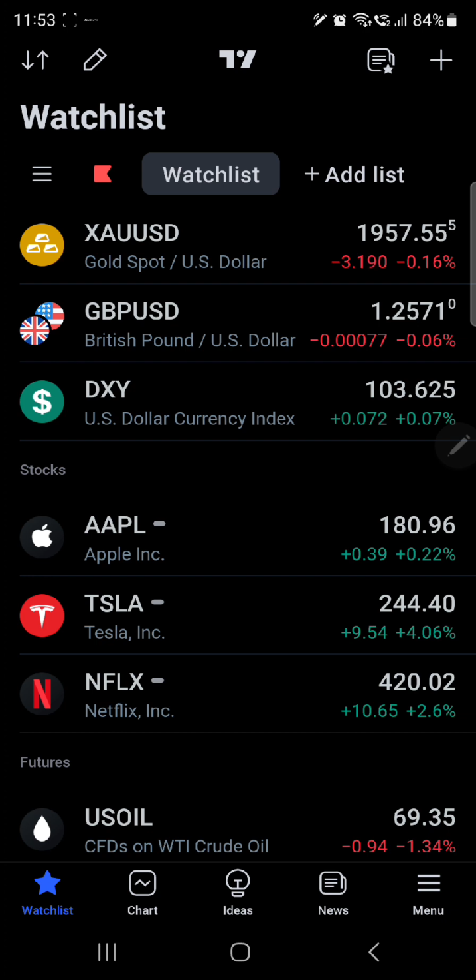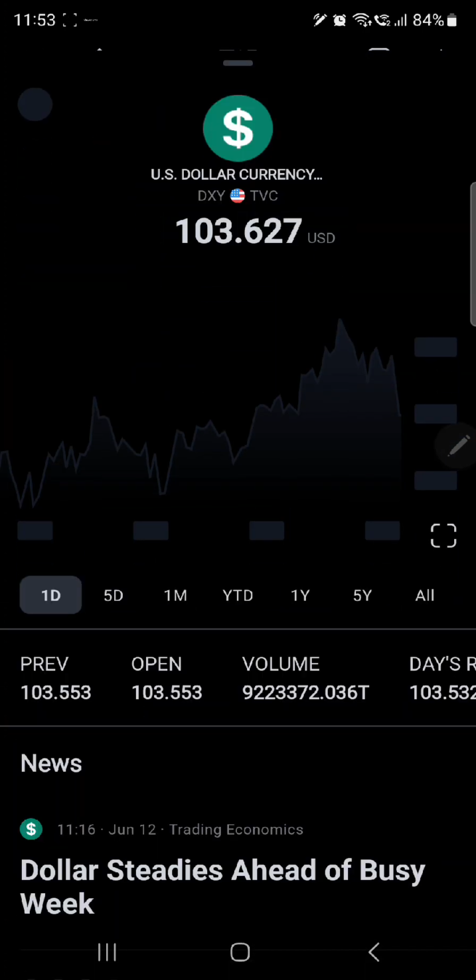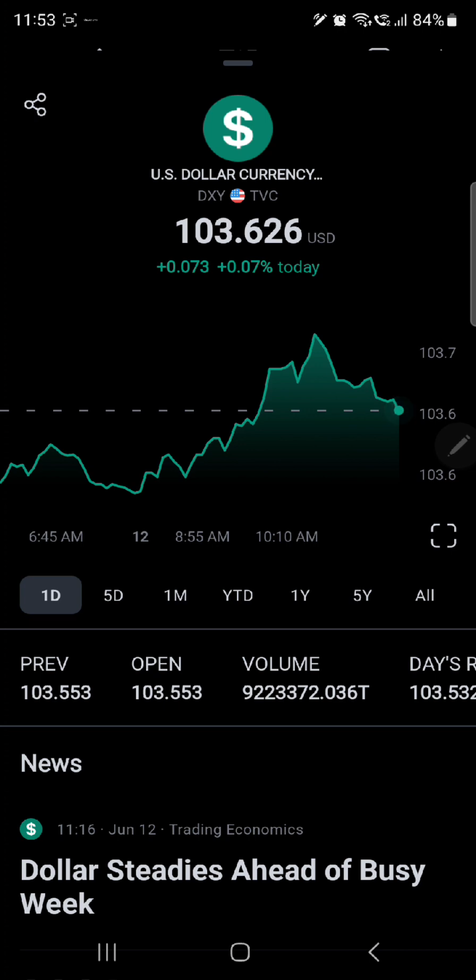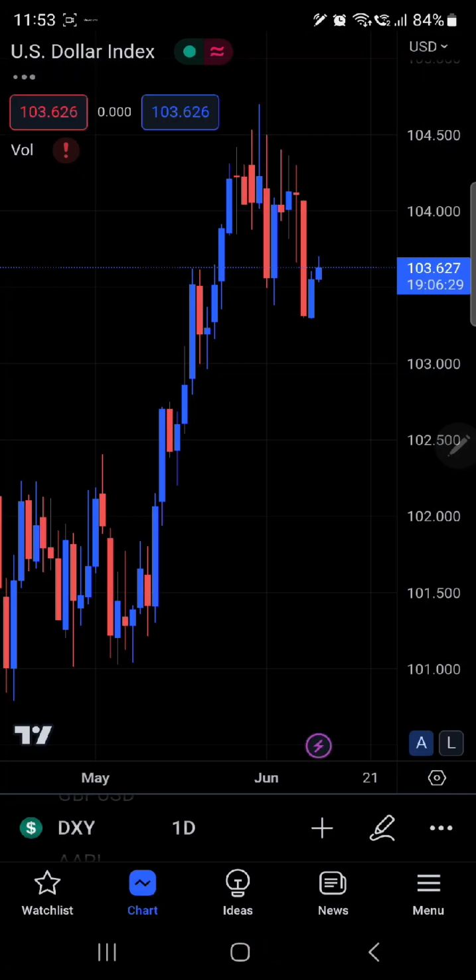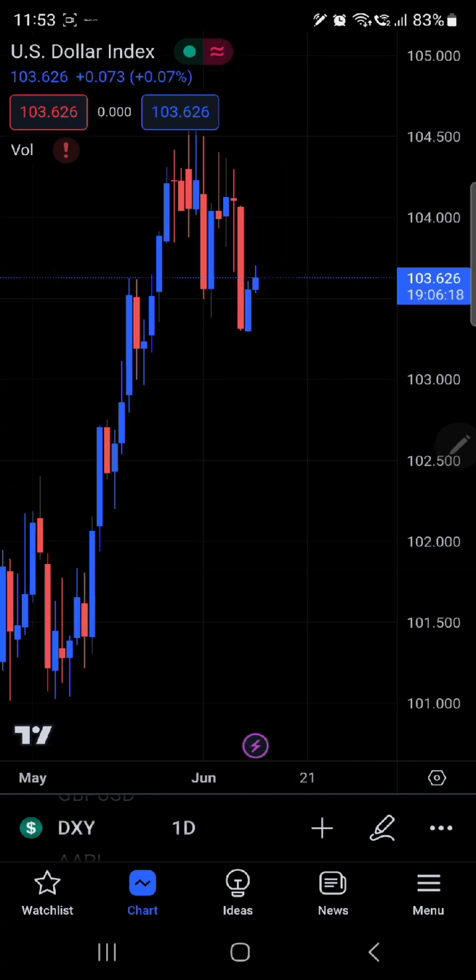Since this is a beginner friendly video, I'm not going to touch the gold versus USD. I'm just going to show you what the US dollar index is. See, this is the chart. This is the technical analysis chart with the candlesticks. Blue represents the bull, red represents the bear. All the normal stuff.